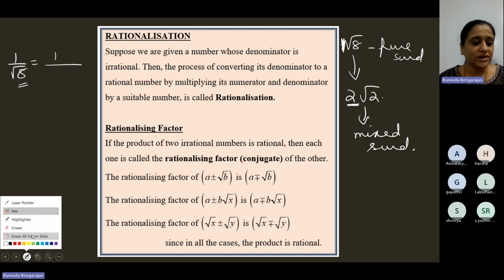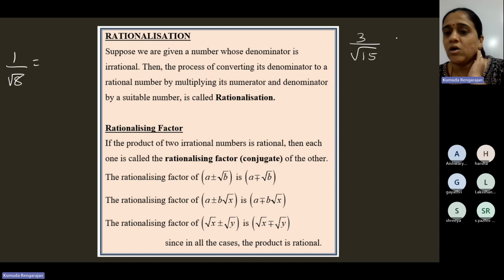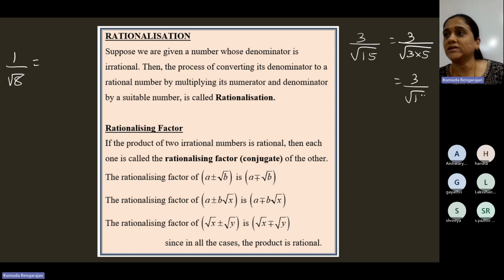So if you can express the denominator as a mixed surd, but not all denominators can be expressed as a mixed surd. Supposing you have 3 by root 15. You can write root 15 as root of 3 into 5, but there's only one 3 and one 5, so you cannot bring any of them out of the square root. You have to put them back as root 15.